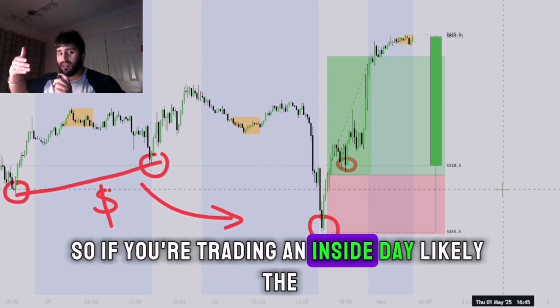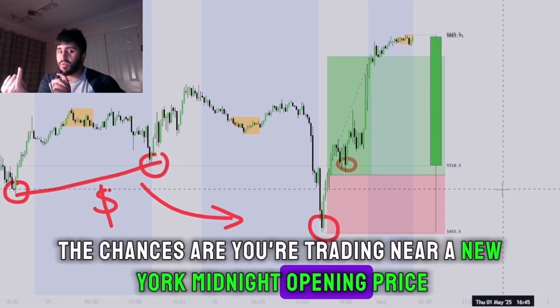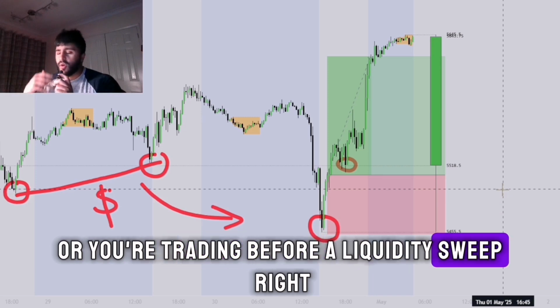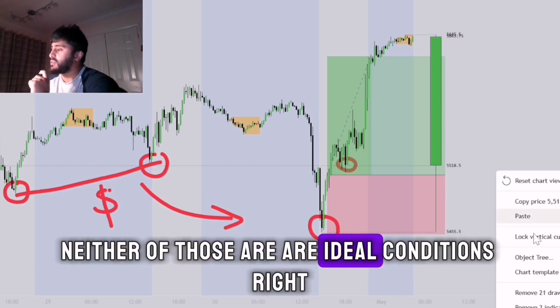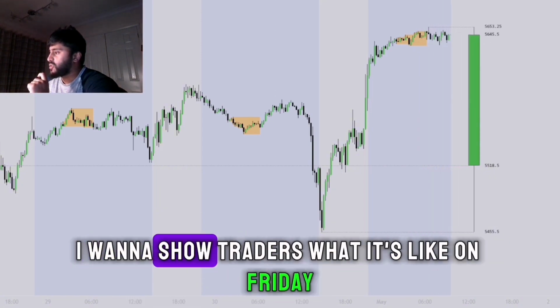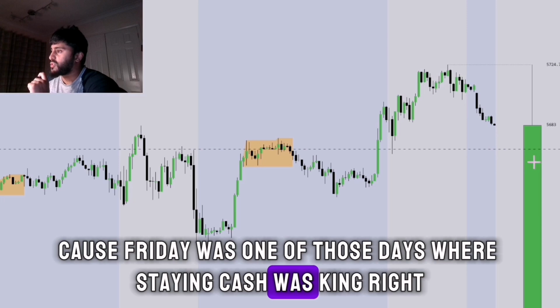So if you're trading an inside day, the chances are you're trading near a New York midnight opening price, or you're trading before a liquidity sweep. Neither of those are ideal conditions. So if we just play price on a little bit more, I want to show traders what it's like on Friday, because Friday was one of those days where staying cash was king.